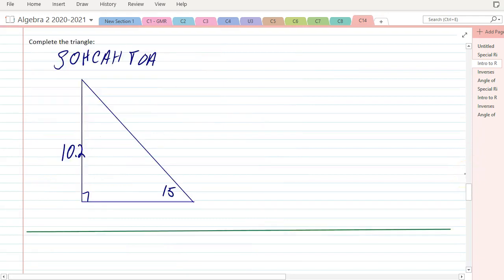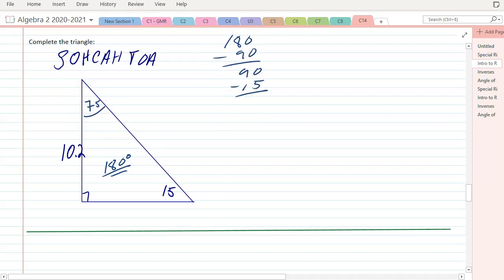Another one says complete the triangle. That means I need the missing angle and the 2 missing sides. First, let's do the missing angle. All triangles have 180 degrees. There's already a 90 degree angle there and there's already a 15. So 180 take away 90 is 90, take another 15 away and you're left with 75. So we found the missing angle, 75.